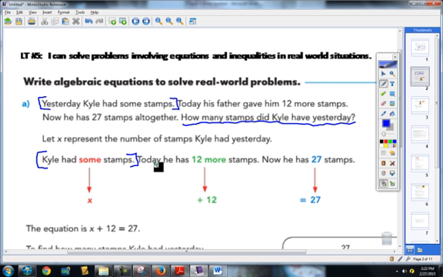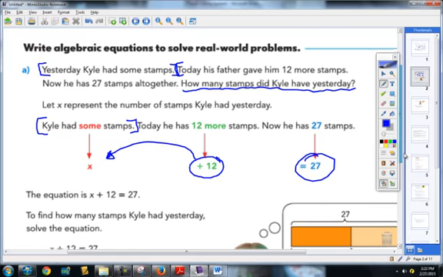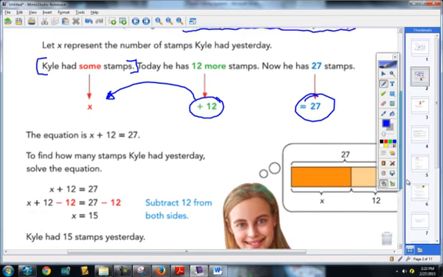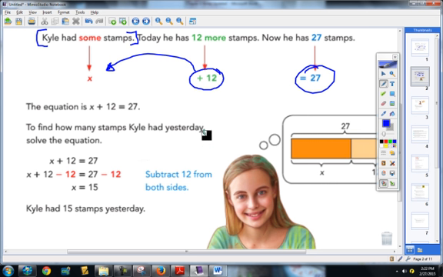And then we know that today his father gave him 12 more, so having 12 more would be adding 12 to whatever he had before. And then we know that he has exactly 27 after that, what he had and his dad gave him, and there's where we got 27. So you're writing the equation, and then you're going to solve it as well. I know this looks a little bit different than we would have done it. I'll show you the way we would have done it.